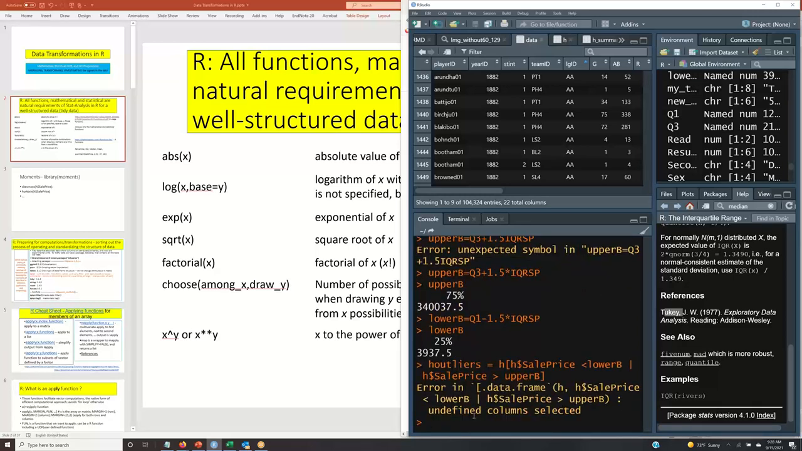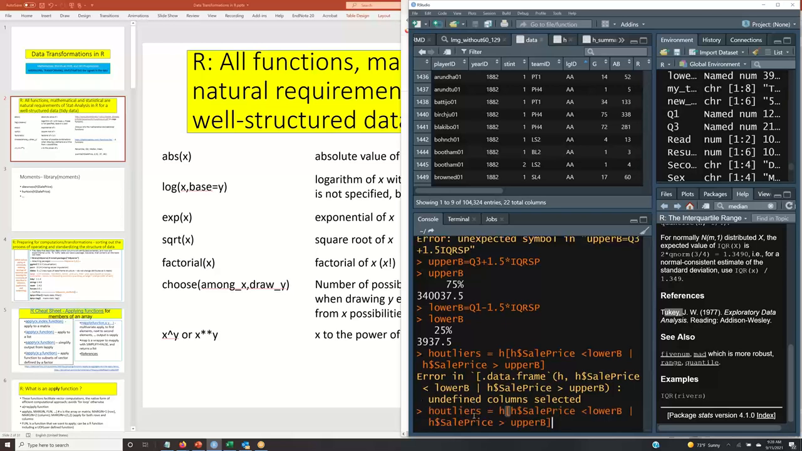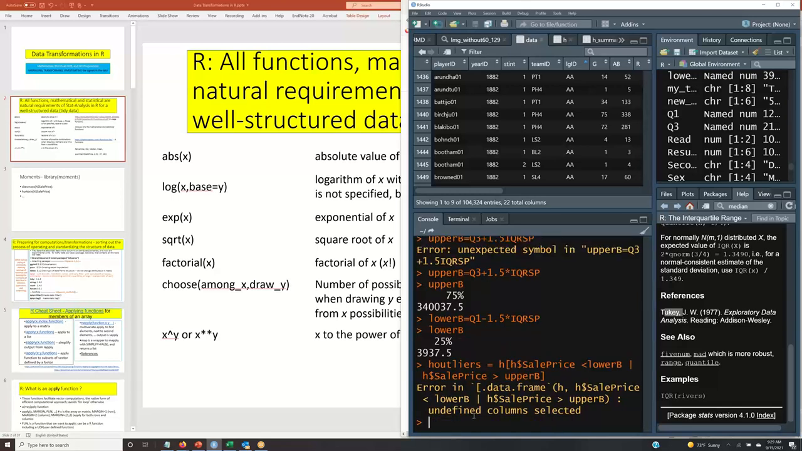Columns, undefined column selector. Okay, so upper bound, data frame. Okay, there are many ways to do that. I'm going to make it simpler. You want to find out where H sale price is greater than the upper bound. We are going to get an index here. Then we feed that index to find out the records.